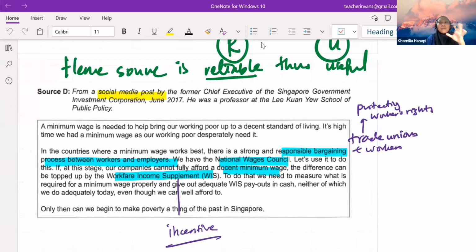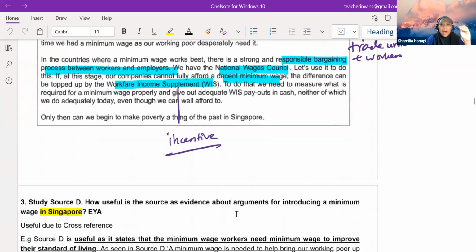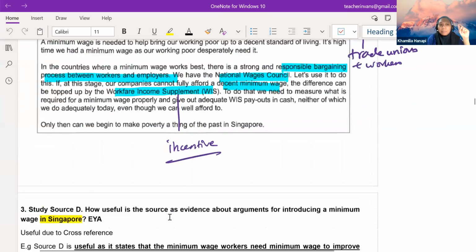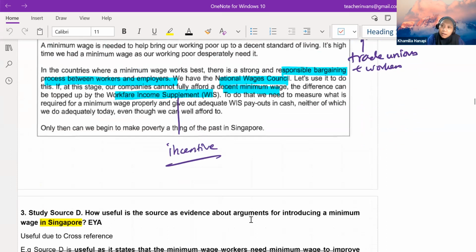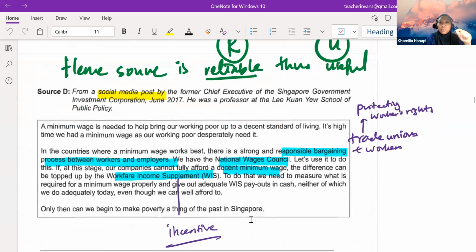Okay, so first things first, let's look at the question. The question is asking about arguments for introducing a minimum wage. So does he argue that you need a minimum wage? Yes, you need a minimum wage because why? I'm going to highlight in yellow. You need a minimum wage because it is to have a decent standard of living. Basic human need, a decent standard of living.